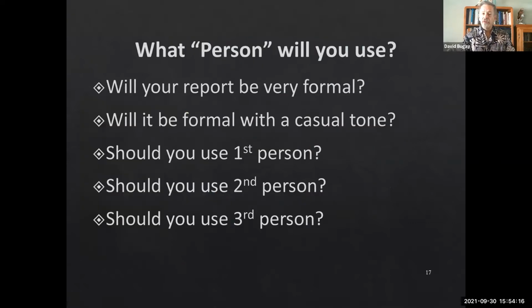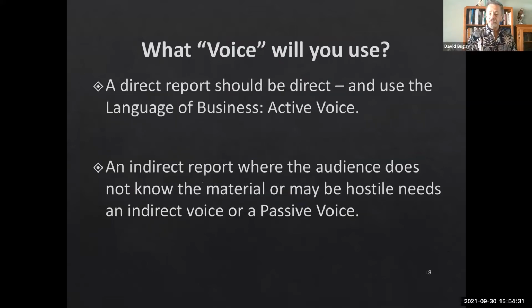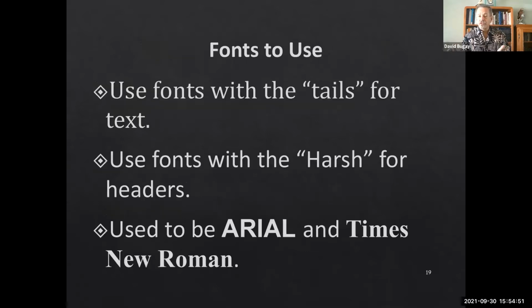Remember what person you're going to use. Will your report be very formal? If that's the case, you never use the first or second person, it's always third person. Will it be formal with a casual tone? Should you use the first person, the second person, the third person, maybe the 4th or 5th person? Wait a minute, those don't exist. That being said, what voice did you use? If it's going to be a friendly audience or a neutral audience, active voice is always the best one to use. If it's an indirect report where the audience doesn't know the material or might be hostile, you sit back and say, okay, we want to talk about this topic as a group. Let's all communicate together. Use passive voice in that one, so make that decision.